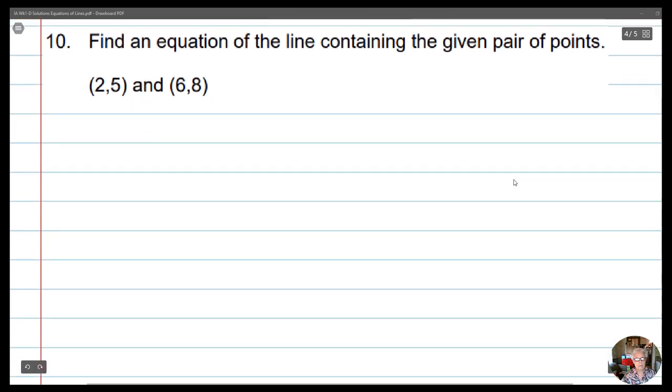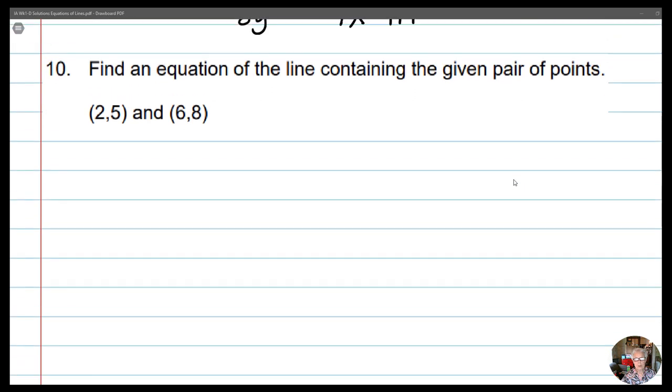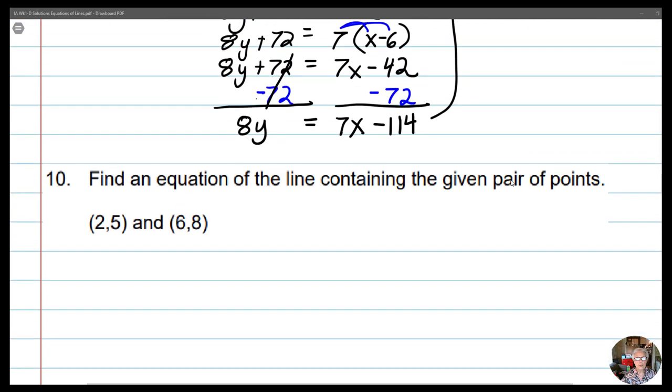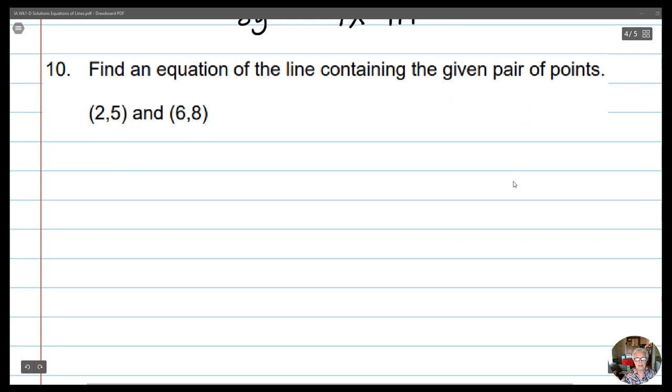Okay, now we're going to be doing the real deal. Finding the equation of a line when all you're given is 2 points on the line. This is a two-step problem. You weren't given the slope. We have to find the slope. So step one is always, always, always find the slope.